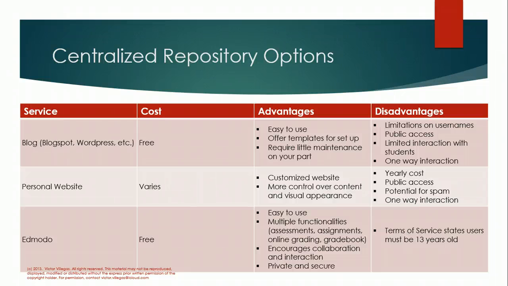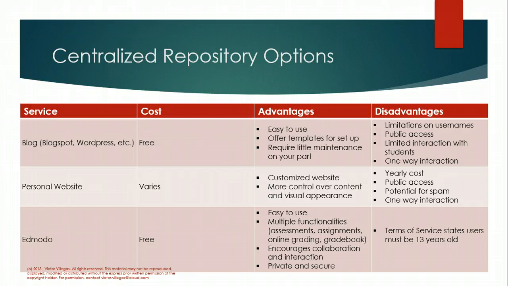The first one is a blog. You can create a blog on Blogspot, WordPress, or any other number of blogging sites. They're typically free, and they're fairly easy to use and set up. They offer templates for you that you can utilize so that your blog can have a visually nice appearance. And it really requires little maintenance on your part. All you have to do is post the blog and hit submit, and it does it for you automatically.